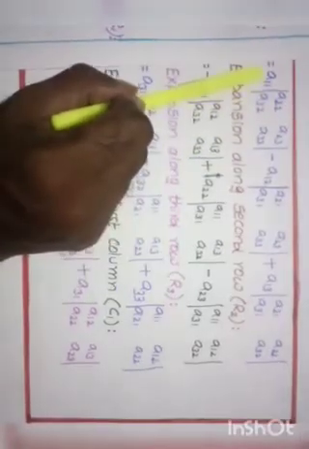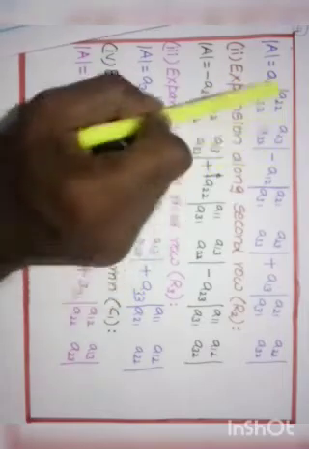Now, first we take element A11. We write A11 outside. This element lies in the first row and first column, so we close that first row and first column. By removing them, what will be left here? A22, A23, A32, A33. We get a 2 by 2 matrix and we take its determinant. Understood this part, my dear children?